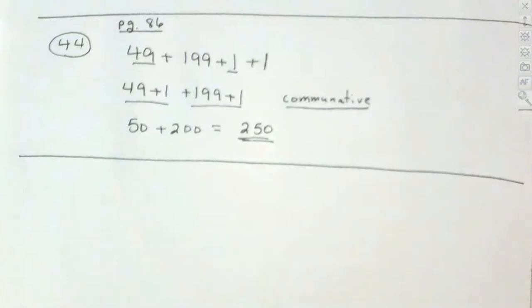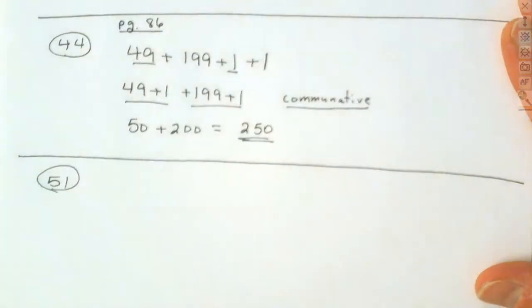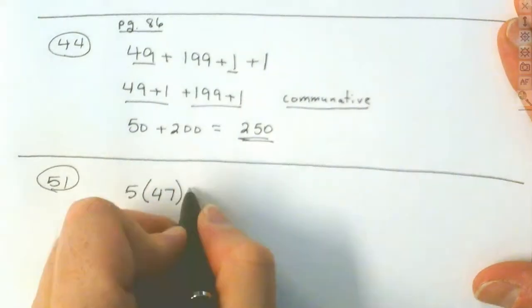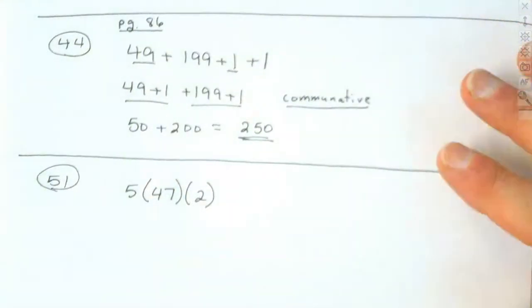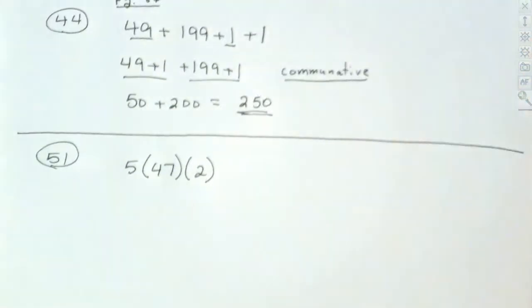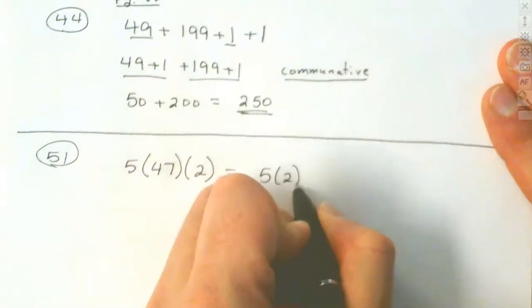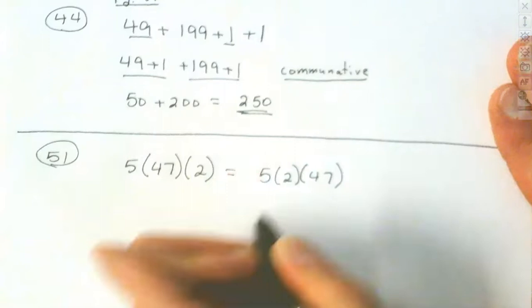Okay, let's try one now with multiplication. Okay, let's look at, let's see, how about question 51? We can use the commutative property on 51 the same way. So all I'm going to do is rewrite them in a different order. So this is going to be the same as this. I just switched the order.